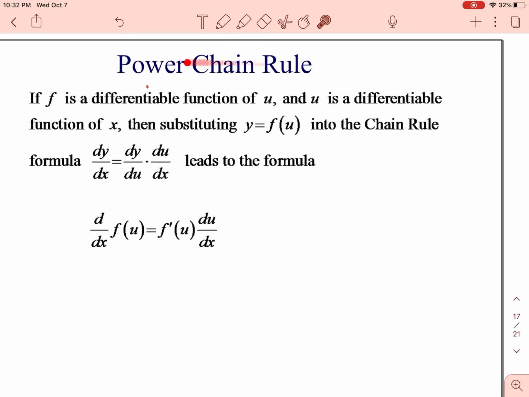Here we have something called the power chain rule. I don't even really know what it's called. This is really just, we've kind of already covered this. We're going to go over it again, but it's pretty important that you understand it.